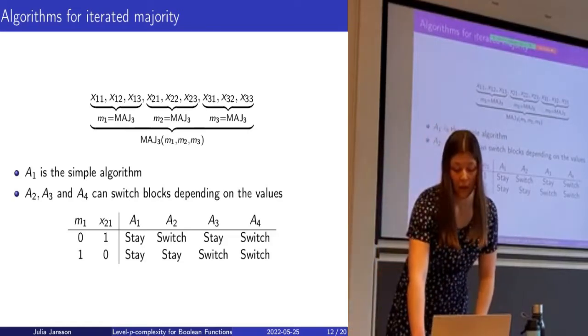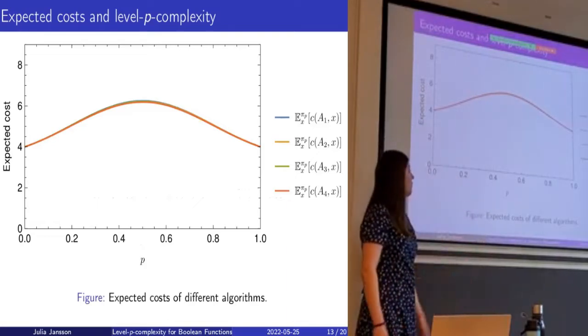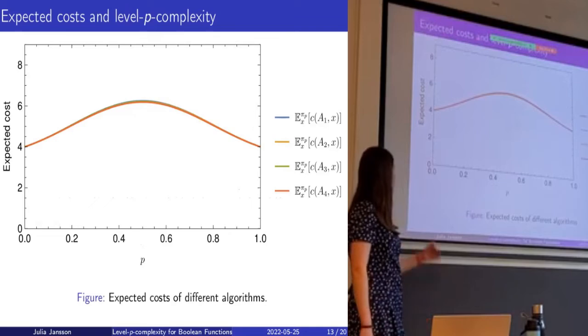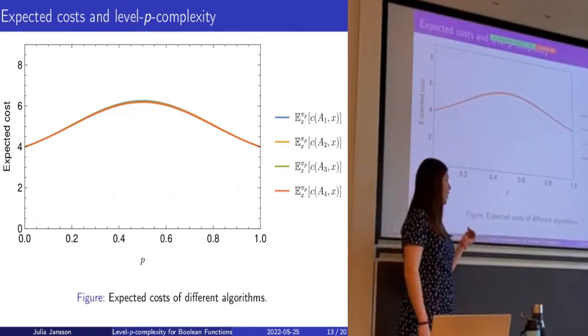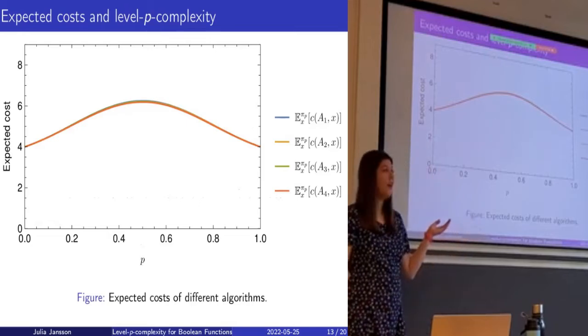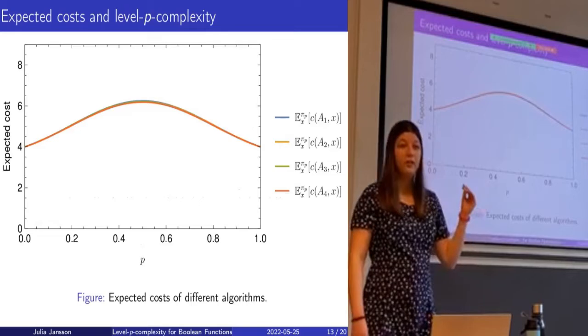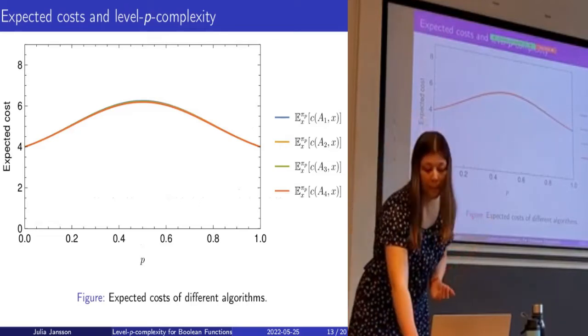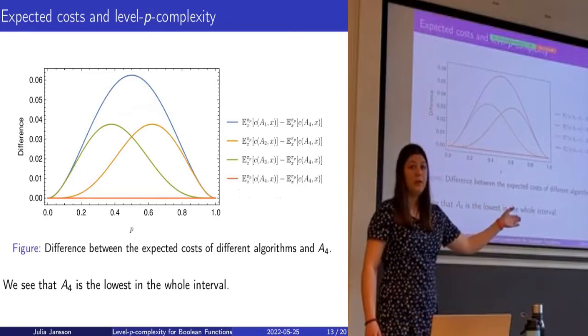And then we show the expected cost of these four algorithms, which can be seen here in the graph. And we see that they range between 4 and 6. And we also see that it's very hard to differentiate between these four costs. So for that reason, we show a new graph where we have the differences between them. So we subtract the expected cost of the algorithms from the expected cost of A4.